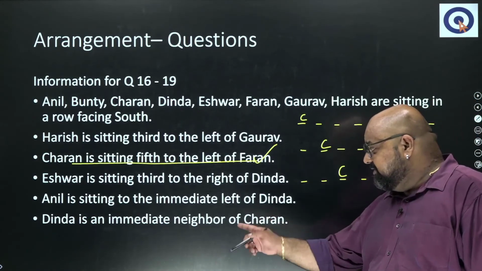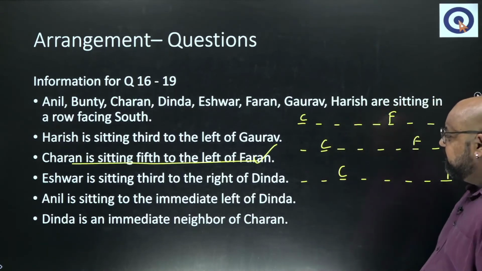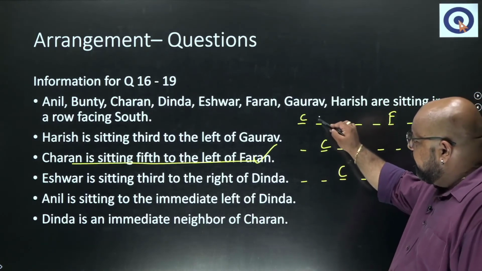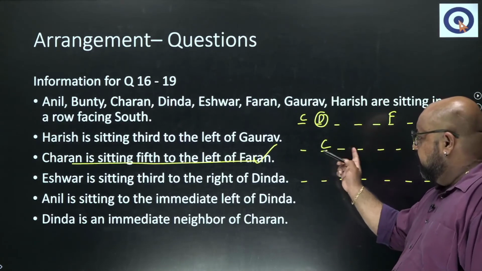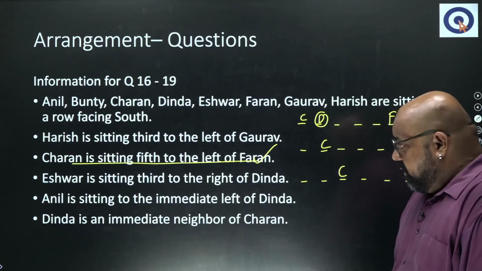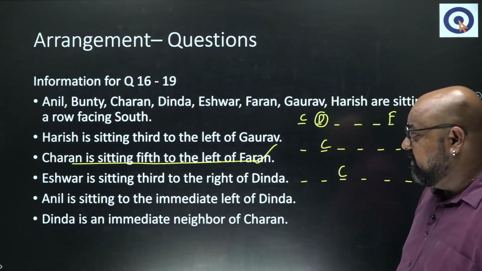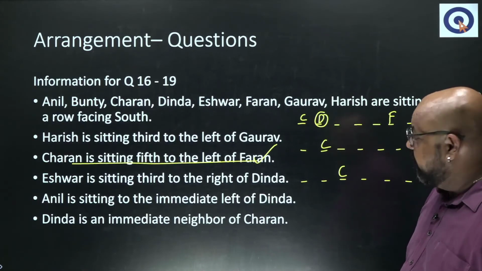The last line, Dinda is an immediate neighbor of Charan. If Dinda is an immediate neighbor of Charan, here Dinda has to be on this position, immediate neighbor. Here Dinda could be on either side, here also Dinda could be on either side. Next, Ishwar is sitting third to the right of Dinda.